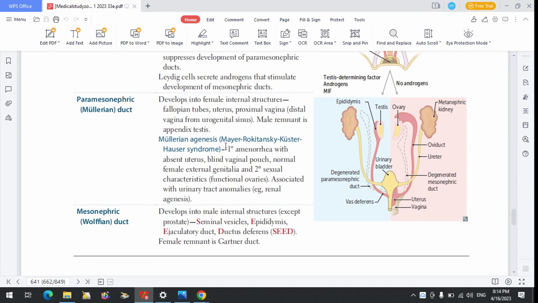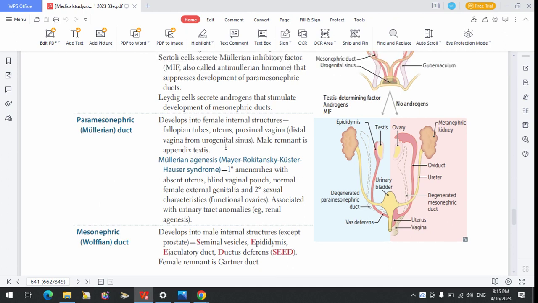They will not form the structures that are derived from the Mullerian duct, which include the uterus, the proximal vagina, and the fallopian tube too. But the ovaries will be there, because the ovaries are from the gonads, not the internal duct. Ovaries will be functional, and because the ovaries are functional, they will be discharging estrogen. The estrogen will allow the external genitalia to form, as well as the secondary sexual characteristics.